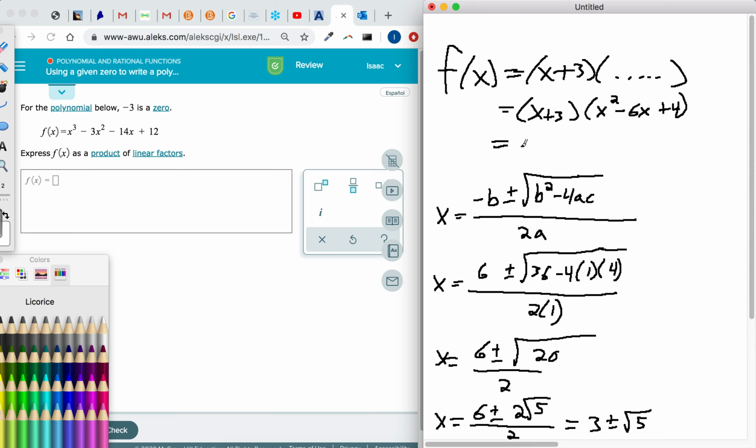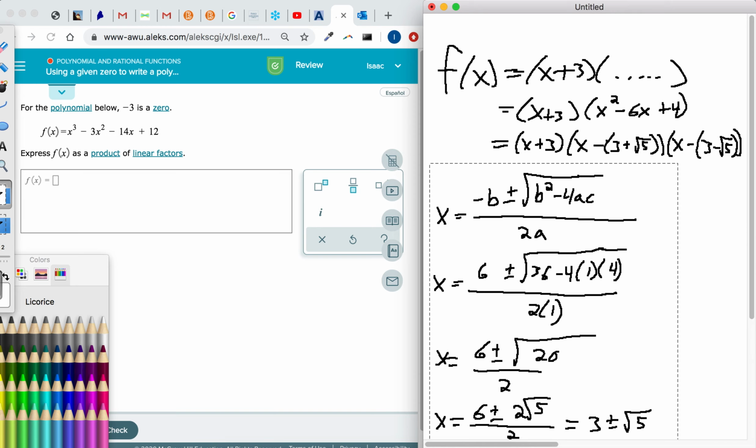So here's how we write our final answer. We have the x plus 3. The next linear factor is x minus 3 plus square root of 5. And then we got x minus the 3 minus square root of 5. And I'm putting it in parentheses because we've got to distribute that negative sign. Whole bunch of little things coming at us there, right? Got to distribute the negative sign, got to make sure to simplify the radical.